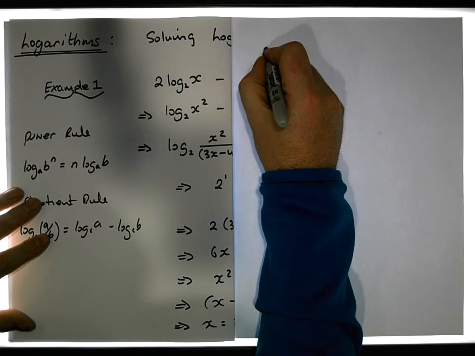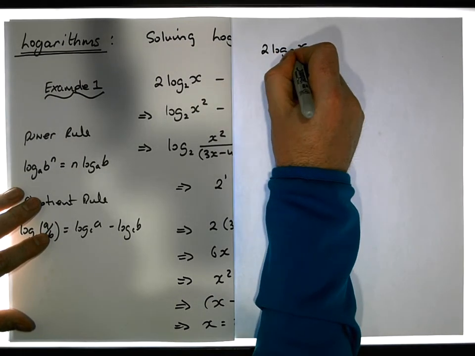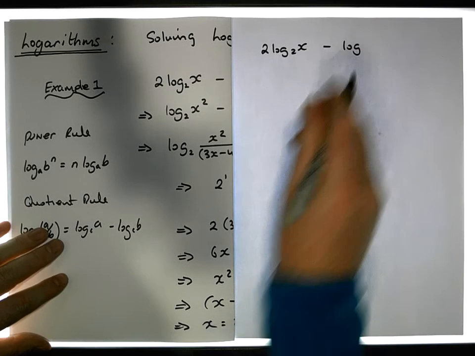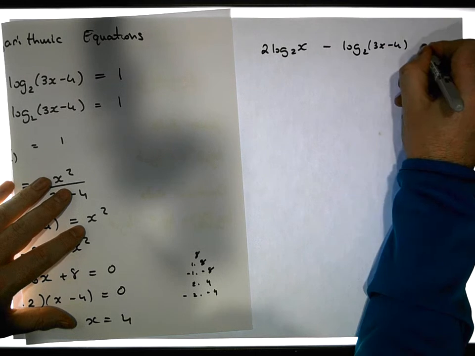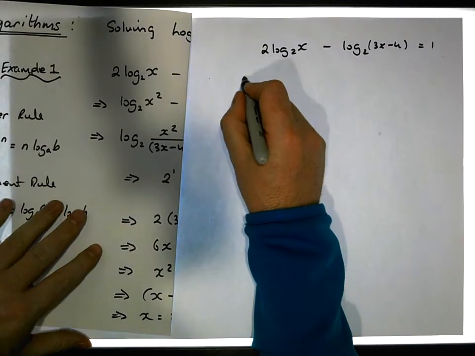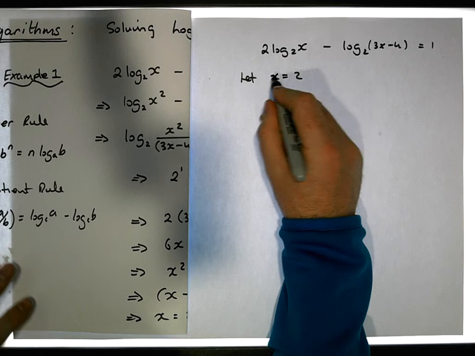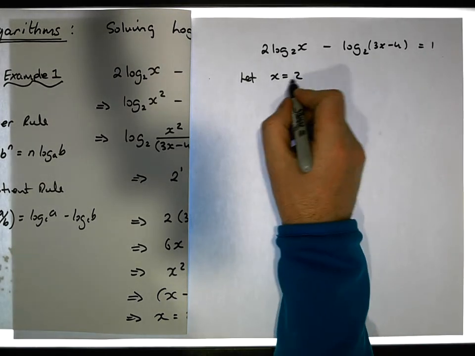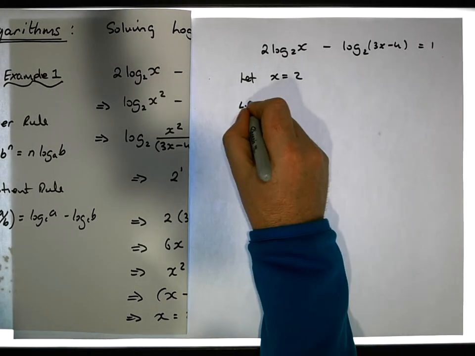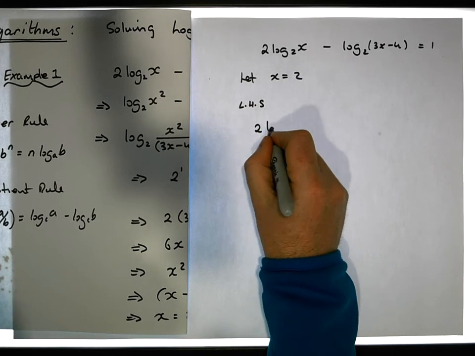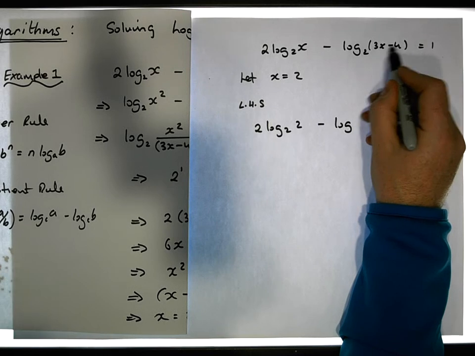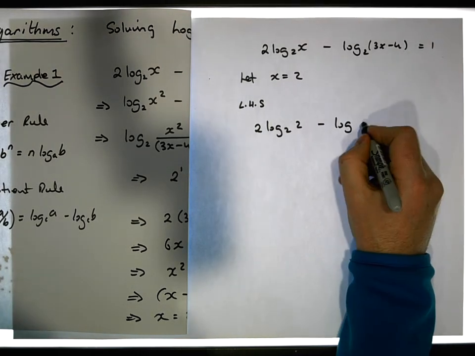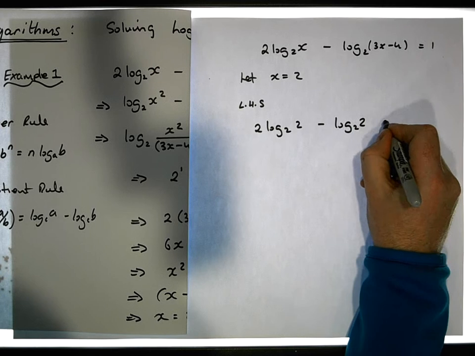Let's write down our logarithmic equation again: 2 log of x to the base 2 minus log of (3x minus 4) to the base 2 must be equal to 1. Let's say x equals 2 and see what we get. When x is equal to 2, the left hand side becomes 2 times log of 2 to the base 2 minus log of (3 times 2 is 6, minus 4 gives us) 2 to the base 2.